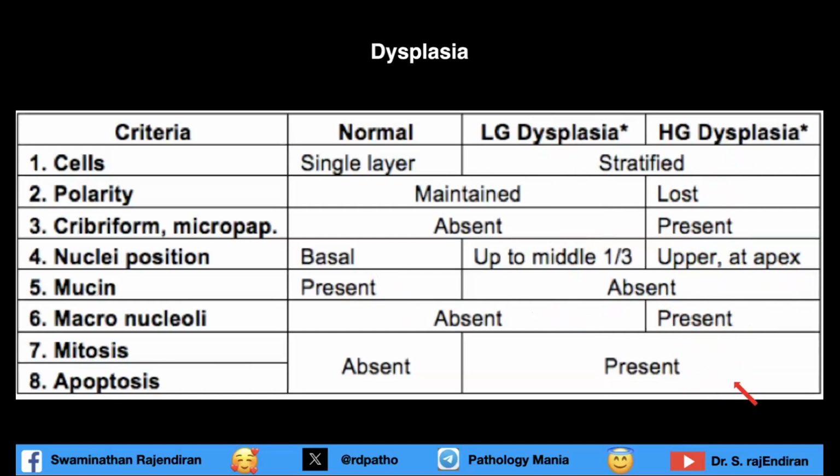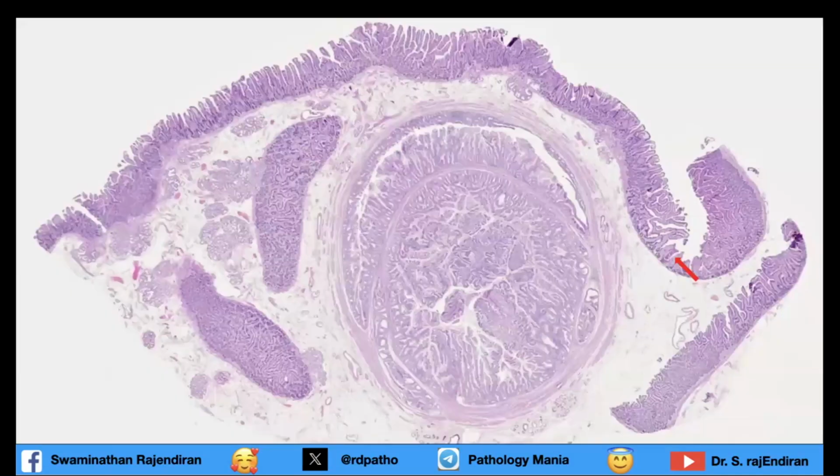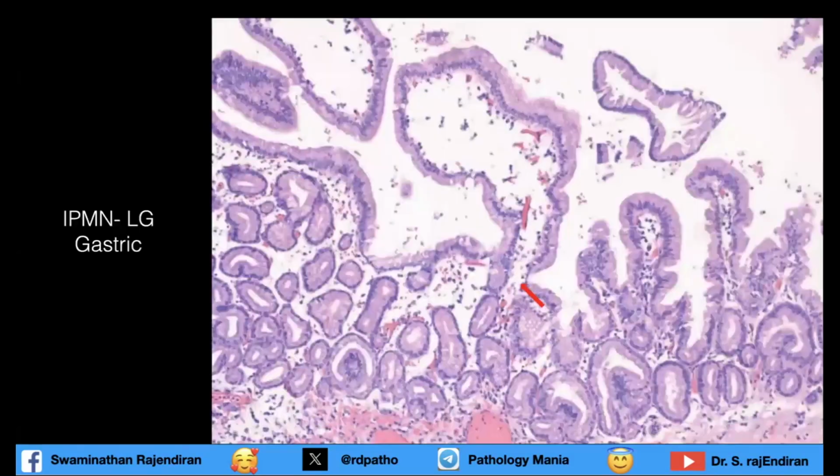This is high grade. Dysplasia, this table is good for any tubular organ, for example, stomach, small intestine, colon, bile duct. You can apply this criteria for all the tubular organs. It's a beautiful section from the duodenum. You can see the major duct filled with a lesion more than 1 centimeter, palpable. So from the low power itself, it is IPMN.